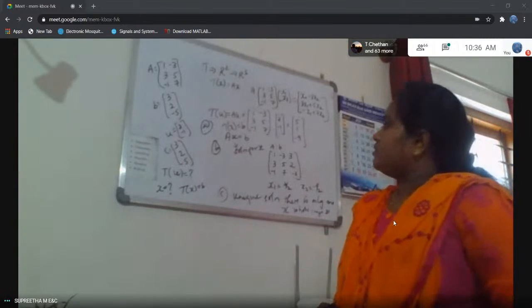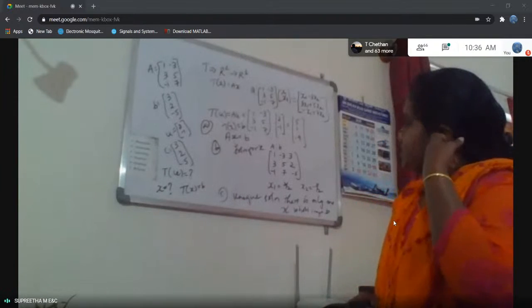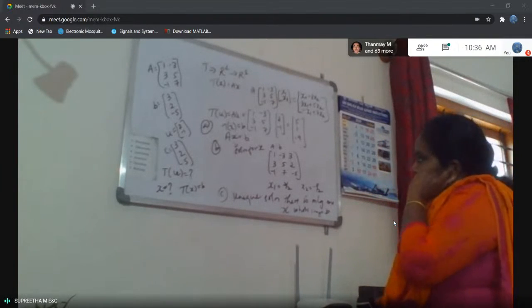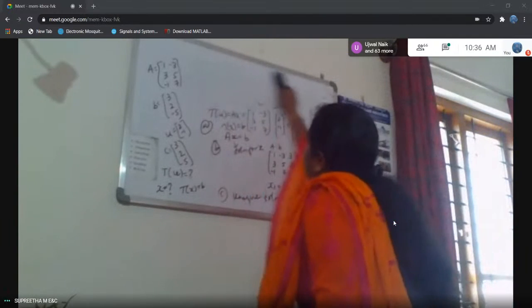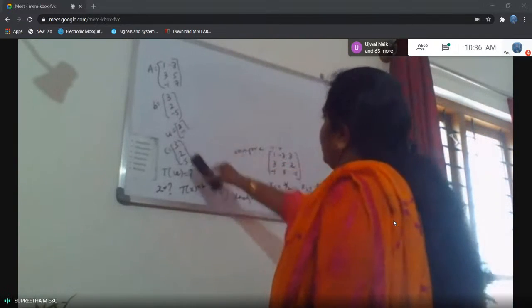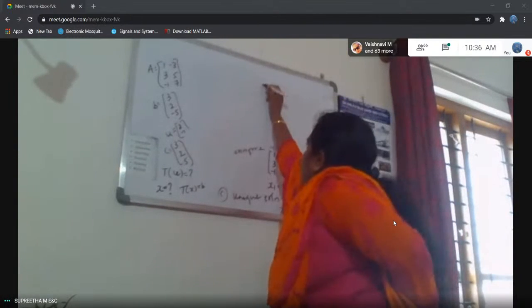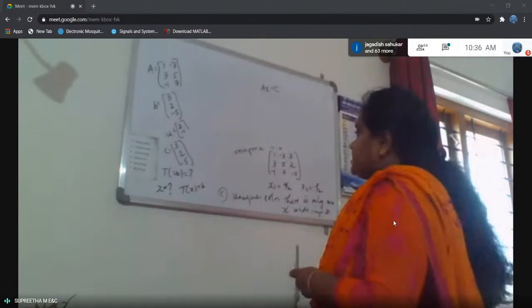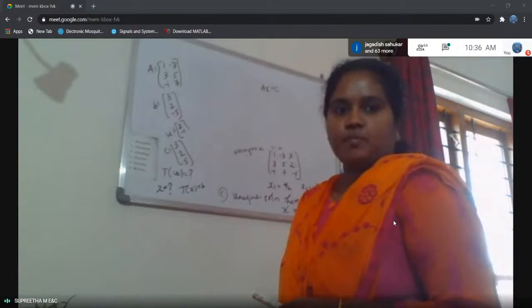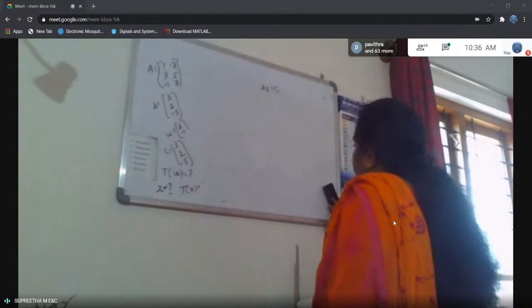Okay. What is the fourth part of the question? Find if the vector C is in the range of the transform. So to check whether it is in the range of the transform, I should check if I get Ax is equal to C, then I can say that C is in the range of my transformation. So check whether you get Ax is equal to C.